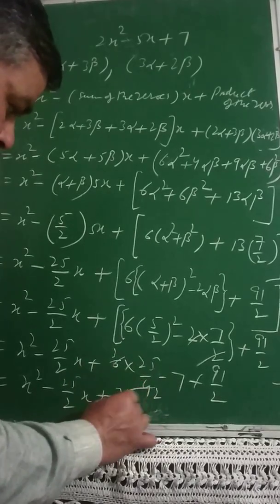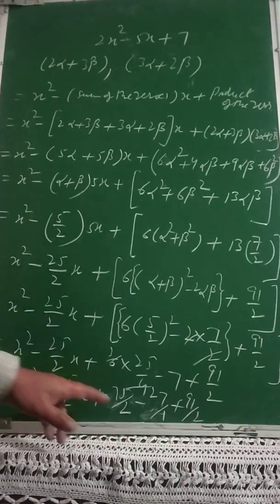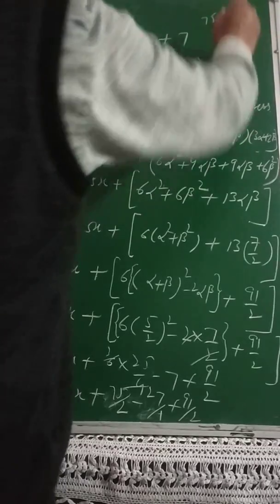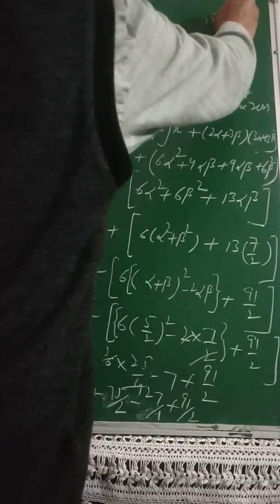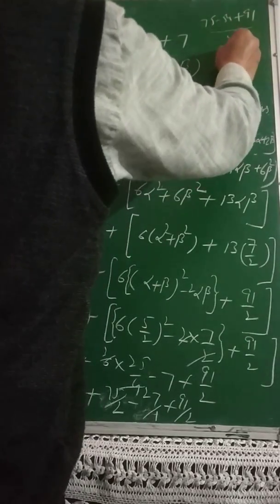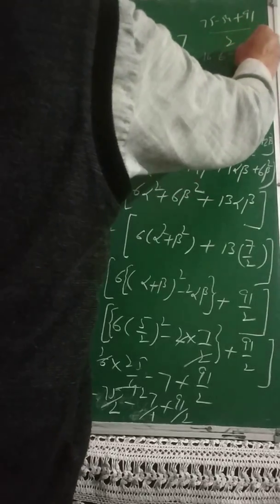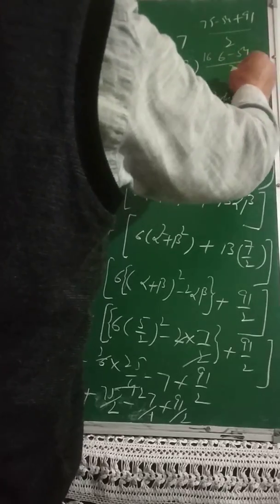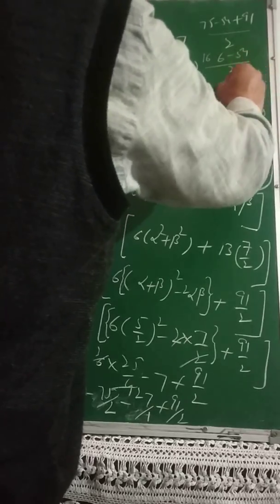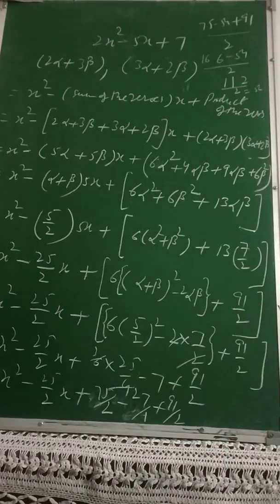3s are 75 upon 2 minus 7 upon 1 plus 91 upon 2. So do this calculation somewhere in your rough margin. 2 will be the LCM. Here it is 75 minus 54 plus 91, upon 2, so that becomes equal to 56.